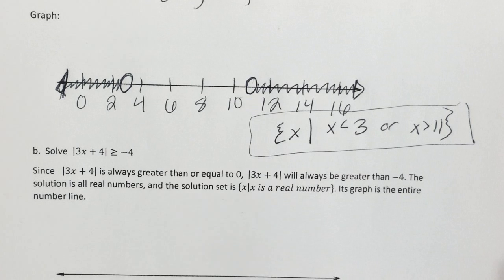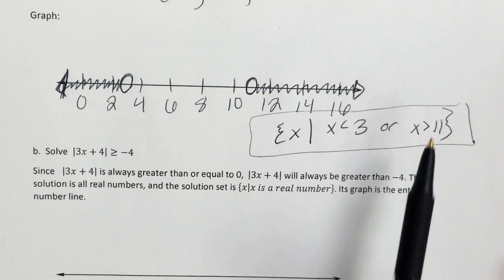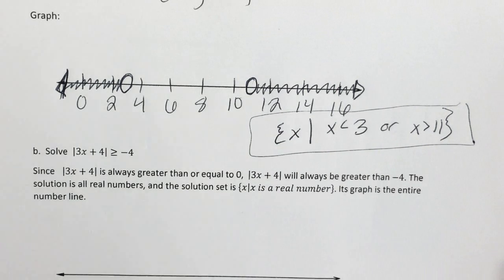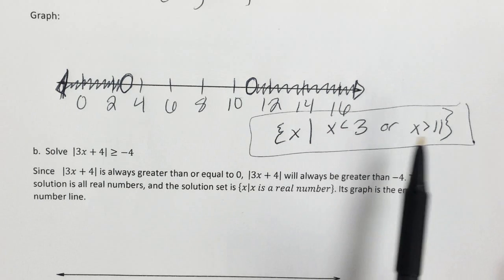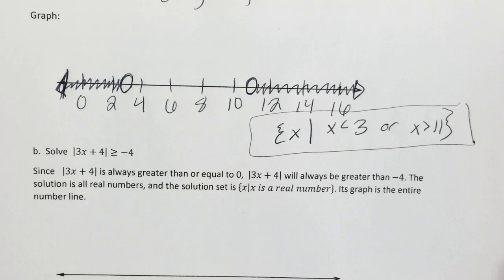No, that's a good question. It doesn't matter what order you put these two in. On the and, you do need to go left to right, like least to greatest. But on the or, it doesn't really matter. And I try to go least to greatest, but it doesn't matter.